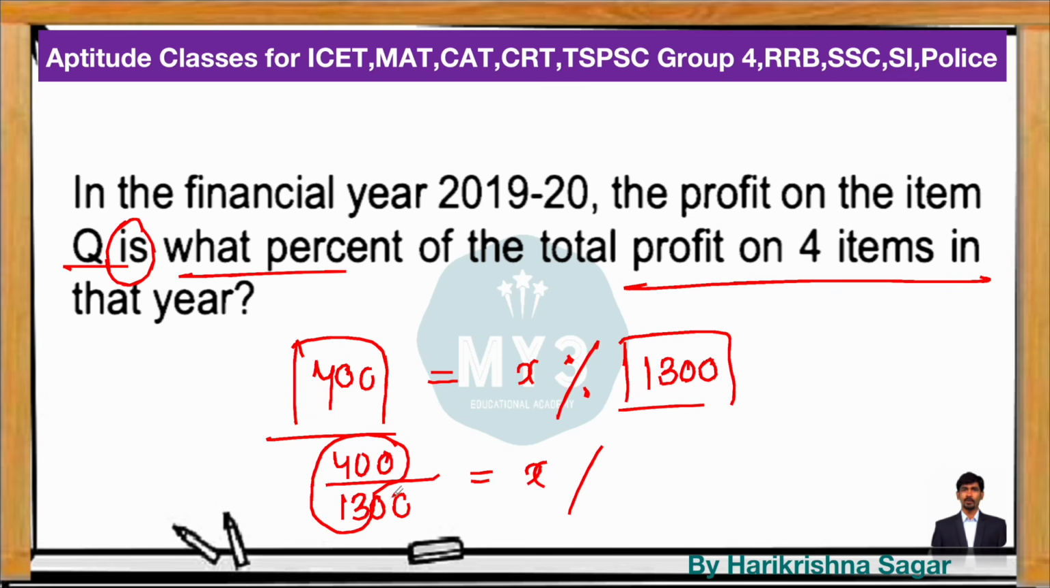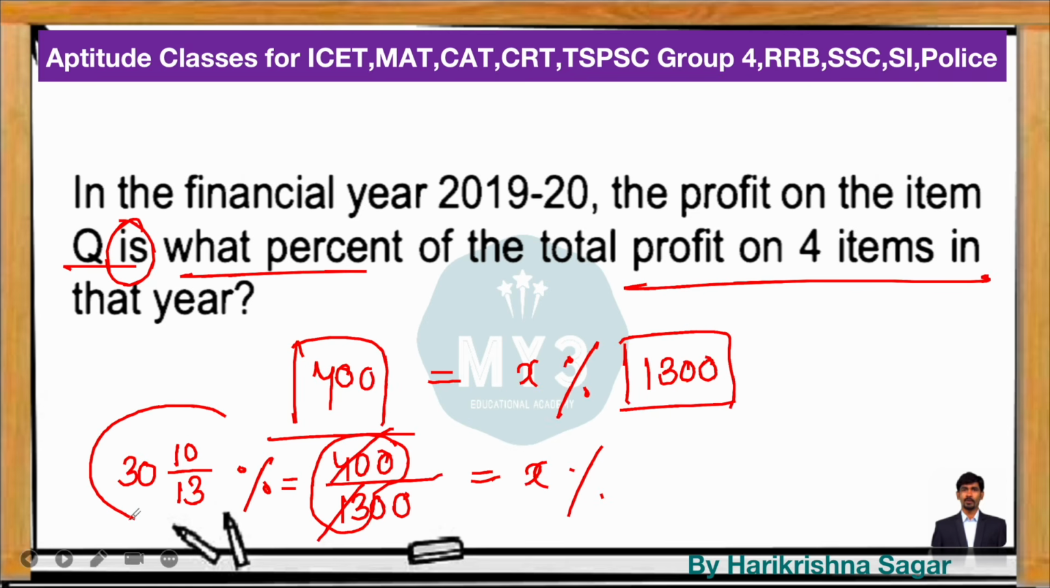So 100 I am replacing with percentage symbol. 400 by 13 I am trying to solve further. 13 ones are 13, 13 threes are 39, so 13 30s are 390. We are left with 10 by 13.